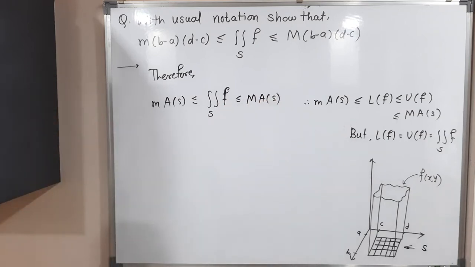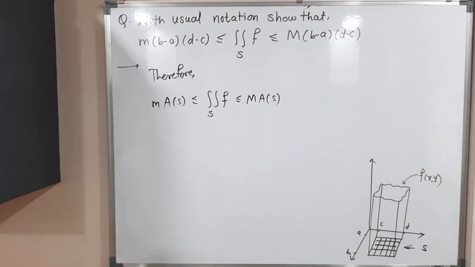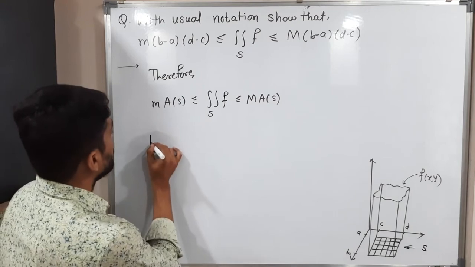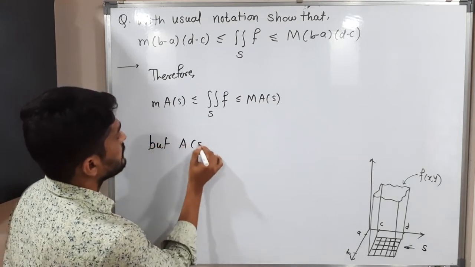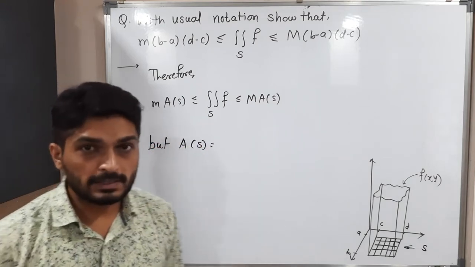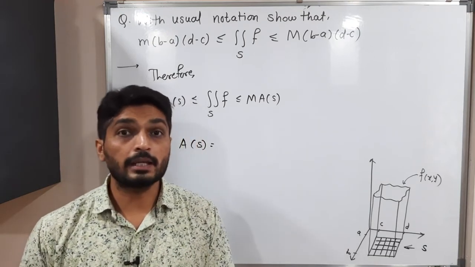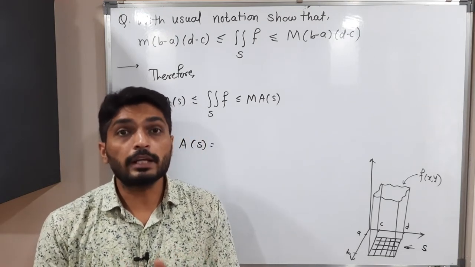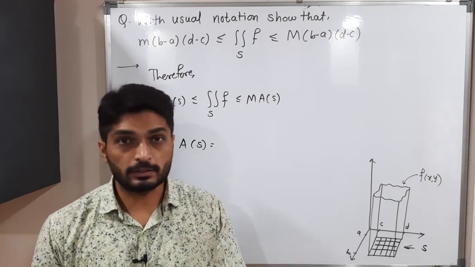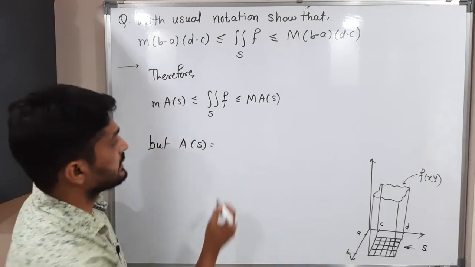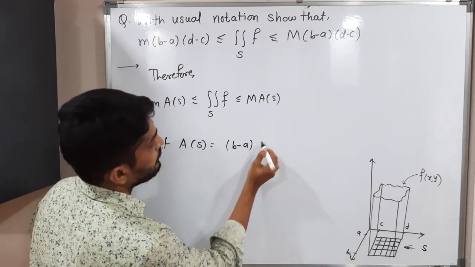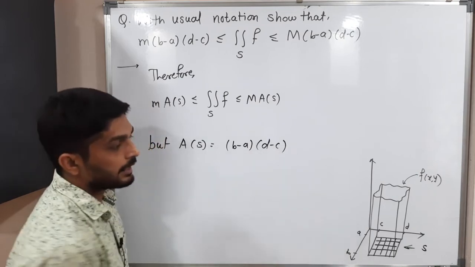So that is not required now. Okay, so let me remove that. See, let us find the area of S, but area of S is a rectangle basically, getting? So we have to find its area. How to find the area of a rectangle? Length into breadth. So what will be its length? b minus a, and its breadth will be d minus c, right? So this is the area of rectangle S.